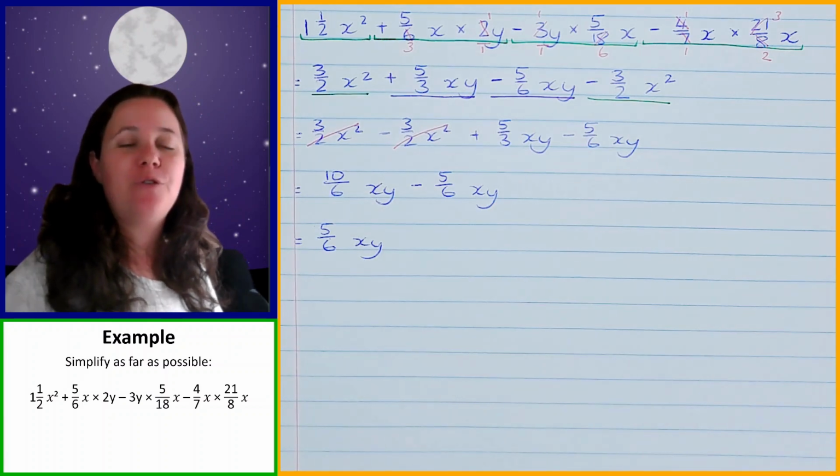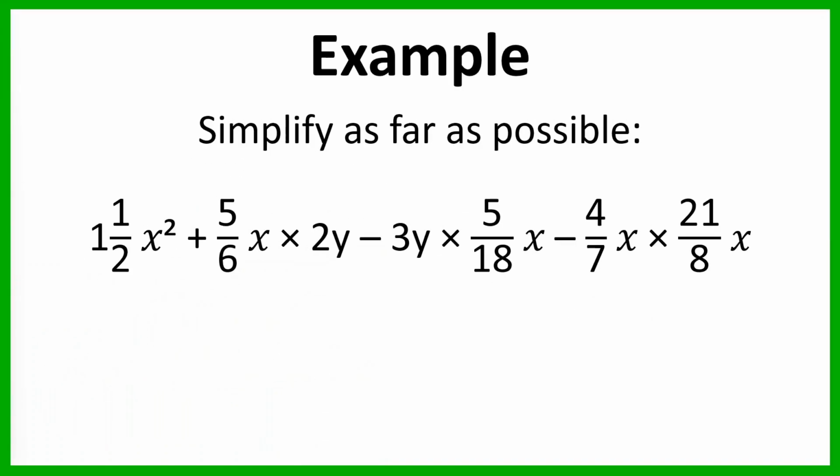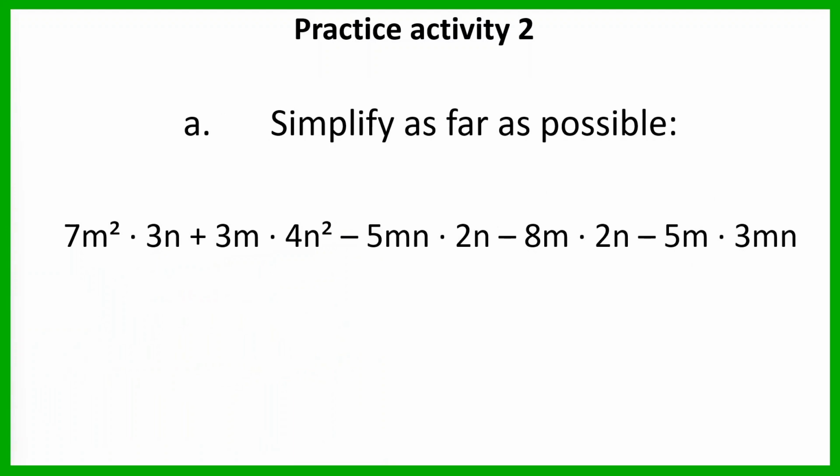Okay, so now I'm going to give you a few that you're going to do for yourself. We're going to start off with this one over here. You've got 7m squared times 3n plus 3m times 4n squared minus 5mn times 2n minus 8m times 2n minus 5m times 3mn. Okay, so I'm going to give you 2 minutes to do this question.